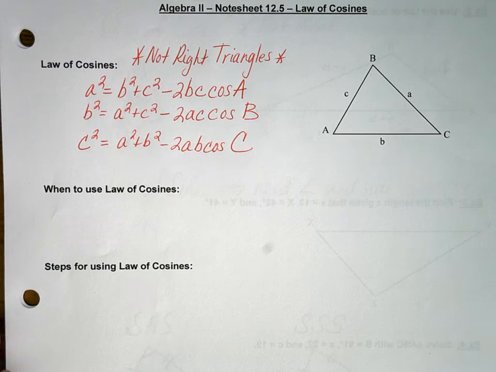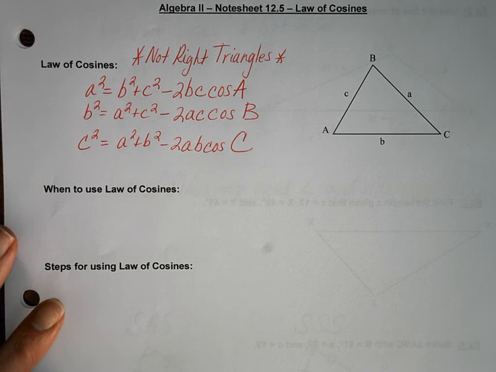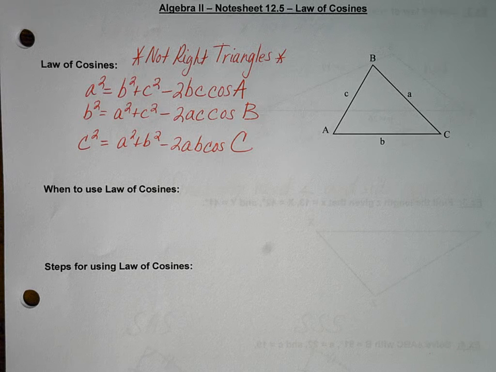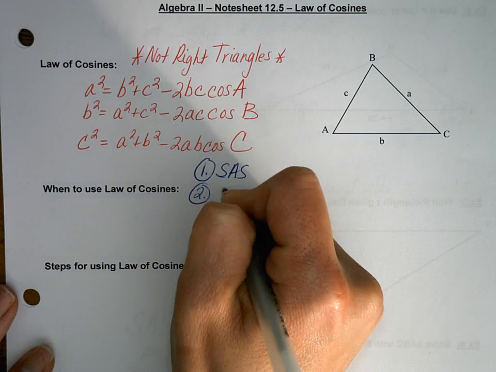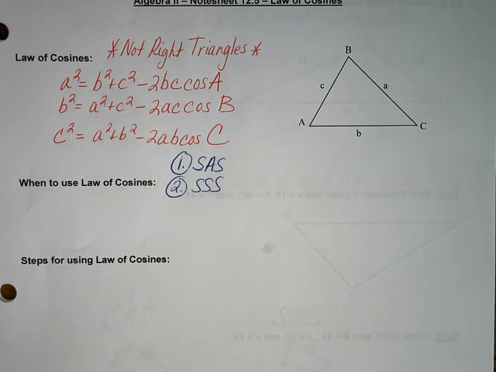Beautiful. So, 3 different formulas, but really it's the same pattern for each of them. Does that make sense? Okay, now, here's the deal. When do we use the law of cosines? We're going to use the law of cosines in 2 situations, and we just talked about them. What were they? Side, side, side, and? Side, angle, side. Very nice. We're going to use it in side, angle, side, and we're going to use it for side, side, side.